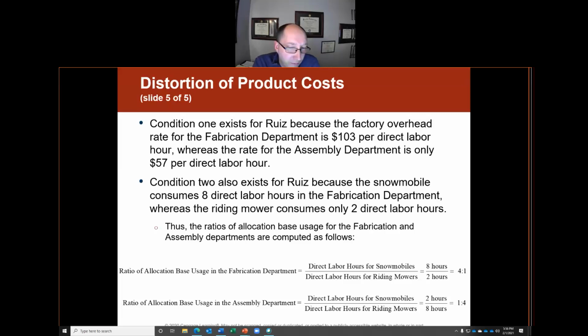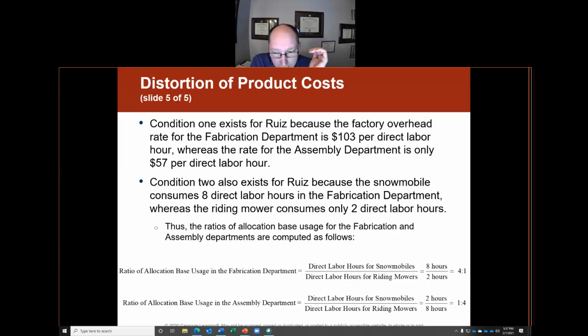We know that for the snowmobiles, it takes 8 hours in fabrication, 2 hours for riding lawnmowers. Assembly, it's 2 hours for snowmobiles, 8 hours for riding lawnmowers. So to get the rate, all we do is take the direct labor hours for product A, in this case snowmobiles, and divide that by the labor hours for product B, in this case riding lawnmowers, to get the ratio of allocation for each department.